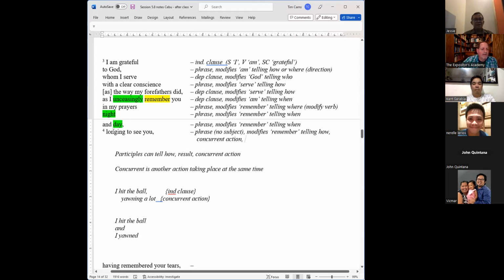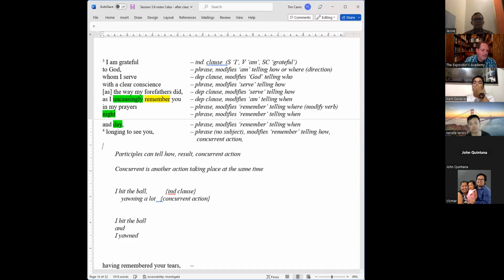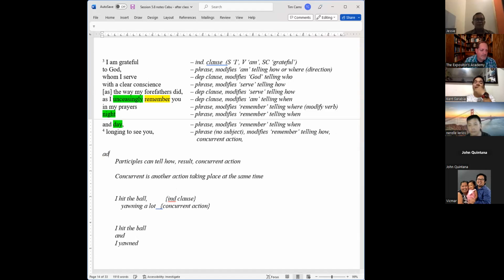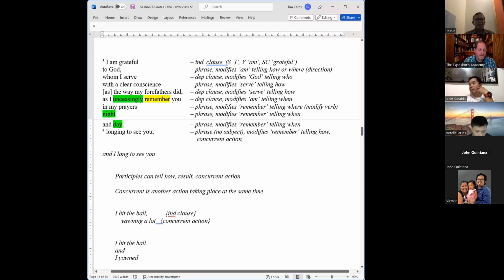That I remember and I longing. Yes. If he had said, "and I long to see you," then that would have been coordinate with remember: as I remember you and as I long to see you. Okay, but he didn't say it that way. He said "longing to see you." He intentionally used the participle.